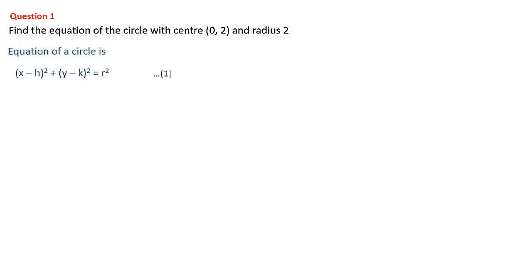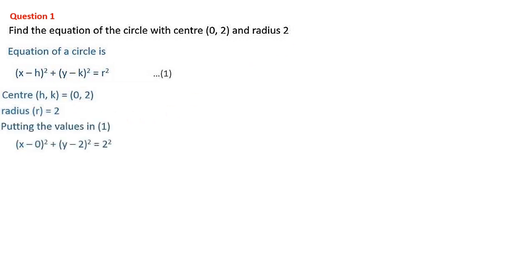So equation of the circle, we know the formula (x minus h) the whole square plus (y minus k) the whole square is equal to r square. Here h and k are the coordinates of the center and r is the radius. So let's write down the center h comma k, that is given to us 0, 2 and radius r is given to us 2. Let's substitute it. So x minus h means x minus 0 the whole square plus y minus k is here 2, so (y minus 2) the whole square is equal to radius is 2, so 2 square. X minus 0 is x, so x square plus (y minus 2) the whole square equal to 4.